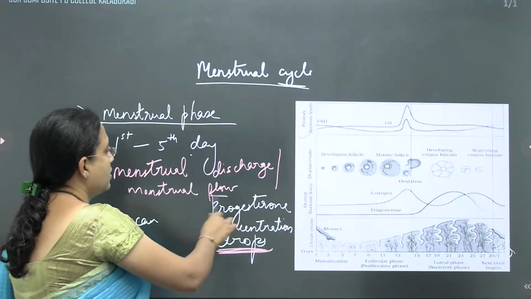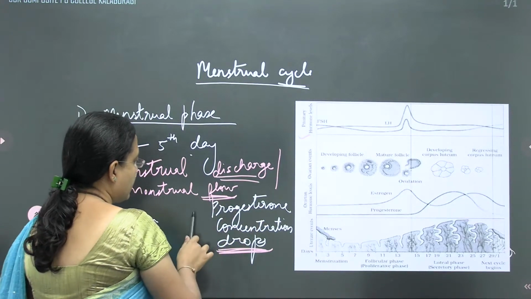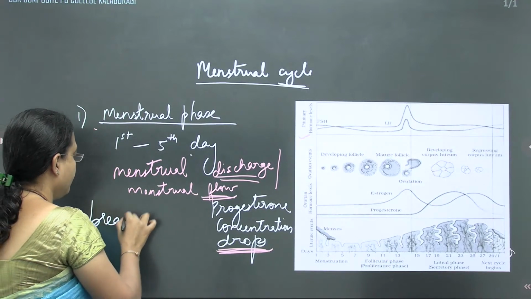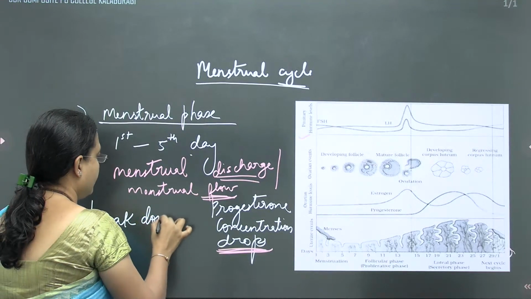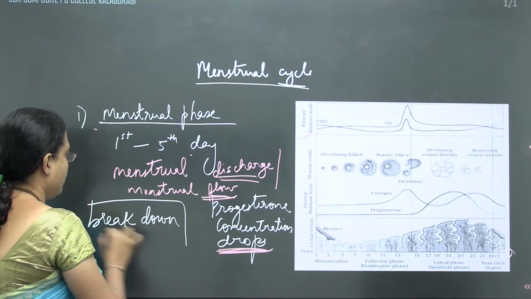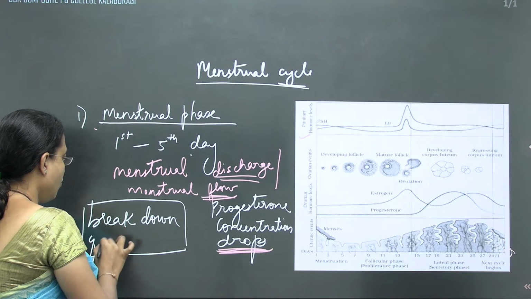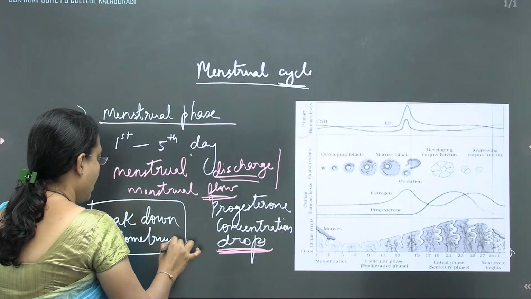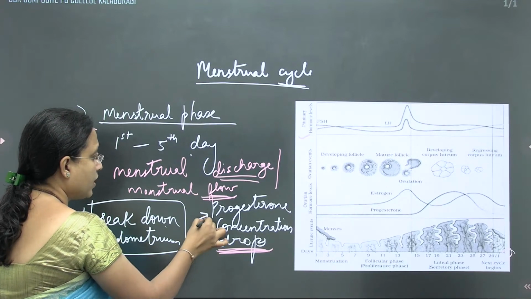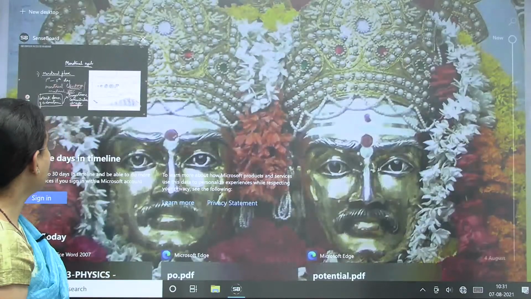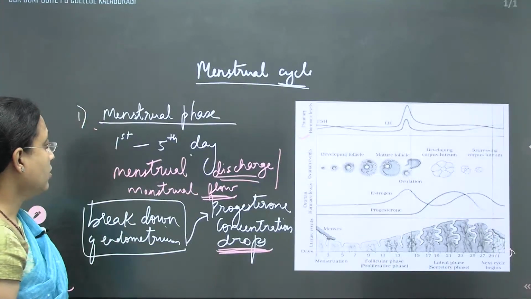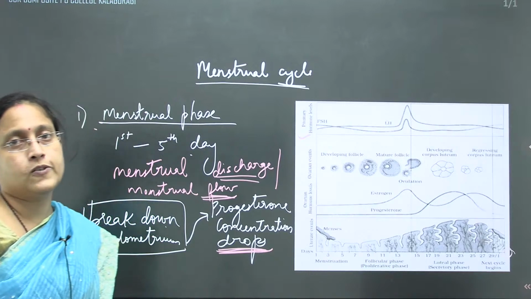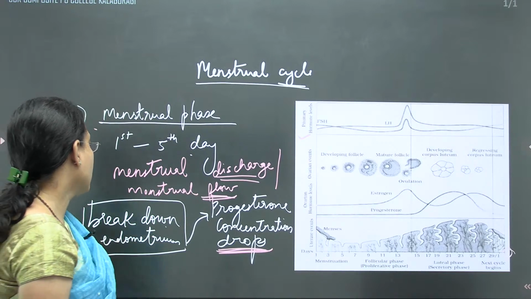This flow or discharge is important, and it is connected to the breakdown of the endometrium. The breakdown is related to a drop in the concentration of progesterone hormone. So the titer of this hormone is going to reduce in the blood.